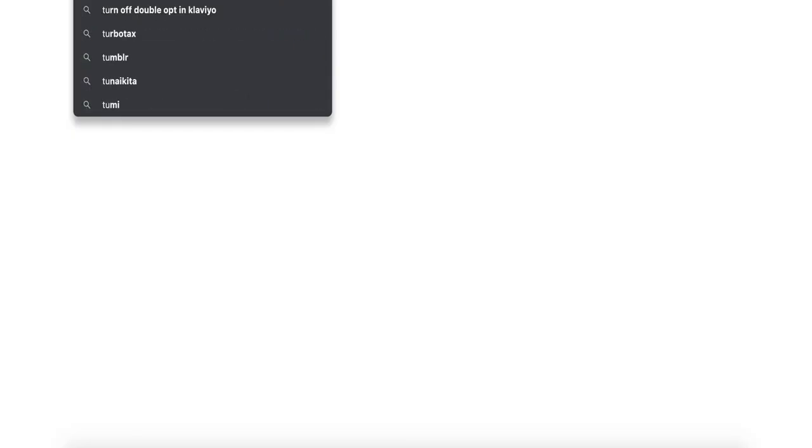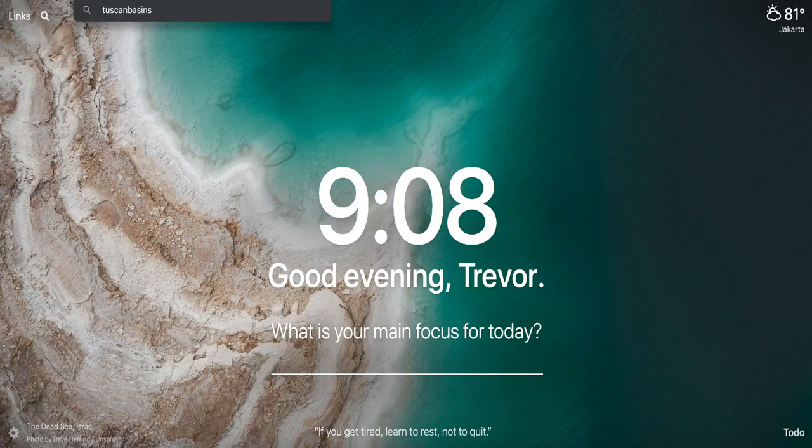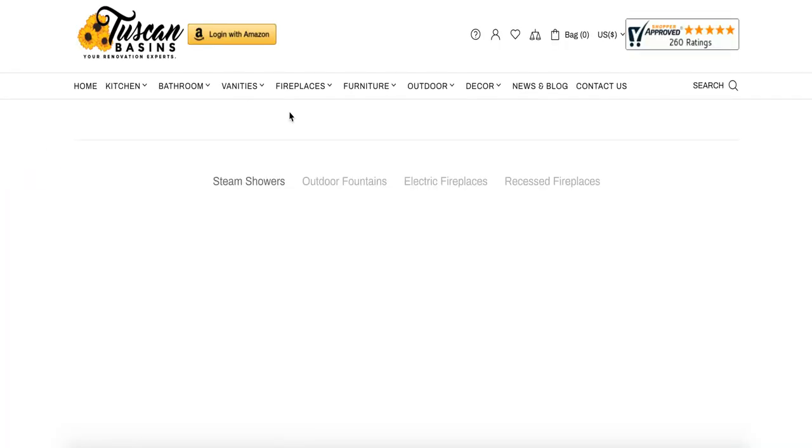So I'm going to give you that Tuscan Basins example. Website that usually has JavaScript loaded. Without JavaScript, some of the functionality of it's going to look a bit different, but the cool thing is I can copy and paste anything I want.